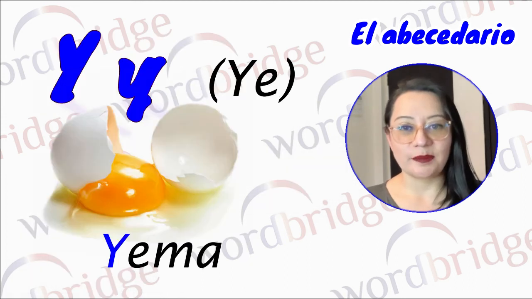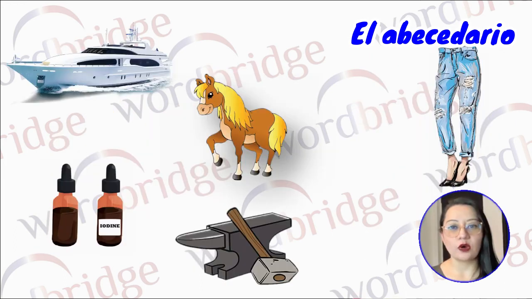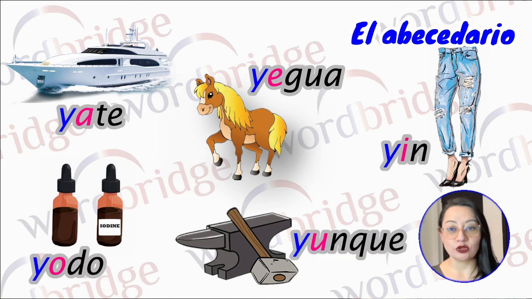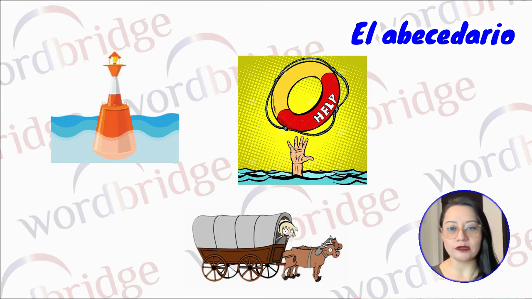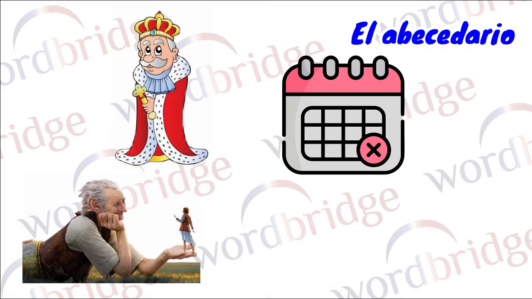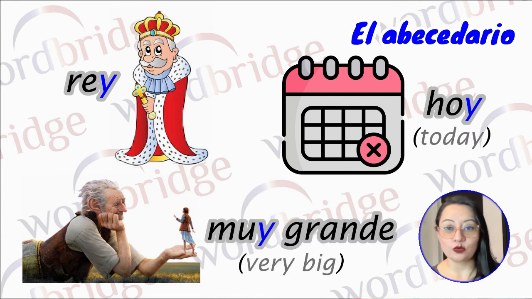Y, yema, Y. We also call it i griega. It sounds Y if it goes before the vowels, as in yate, yunque. Or if it goes between two vowels, as in boya, bueyes, ayuda. But if the Y goes at the end of a word, it sounds as a soft I. Rey, hoy, muy.